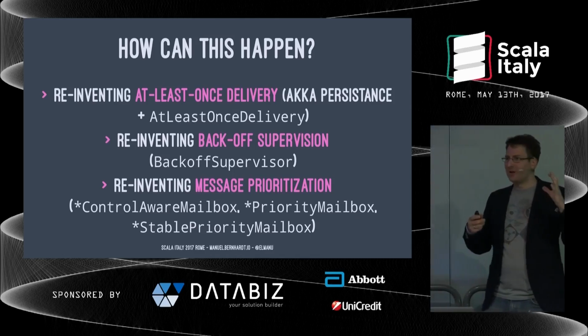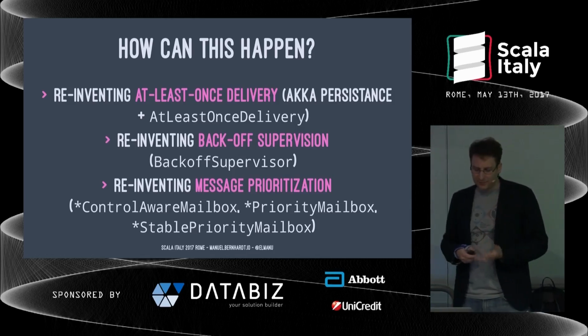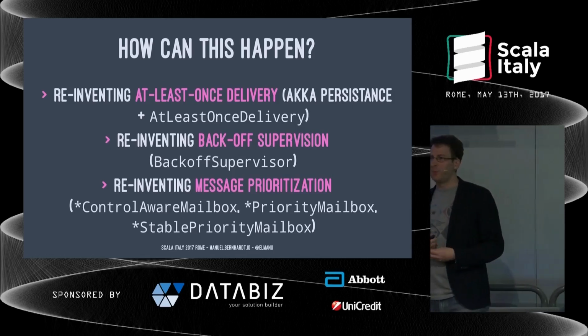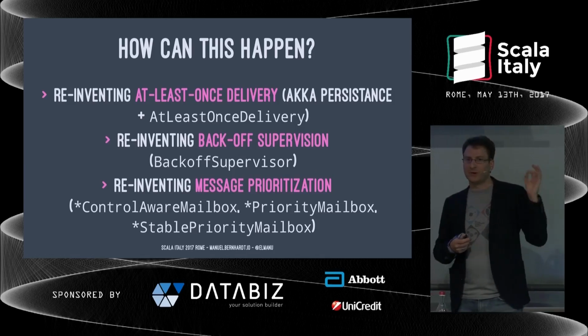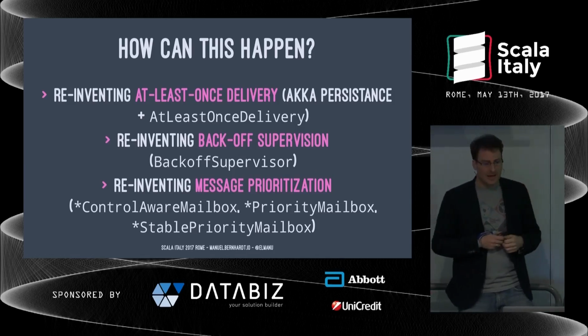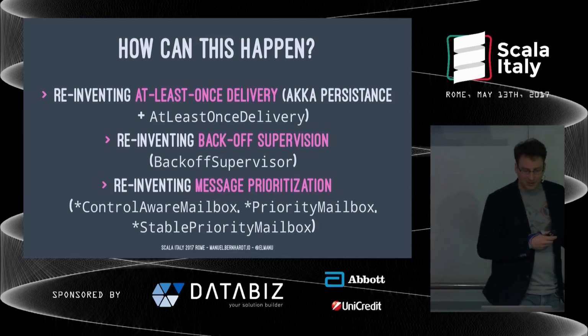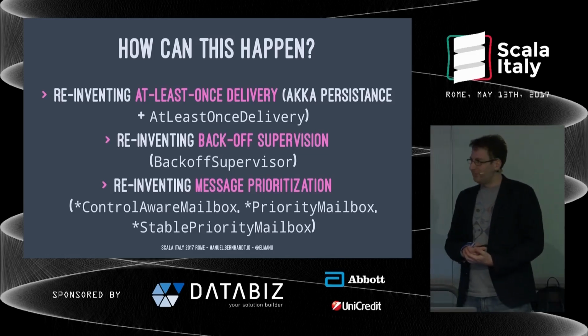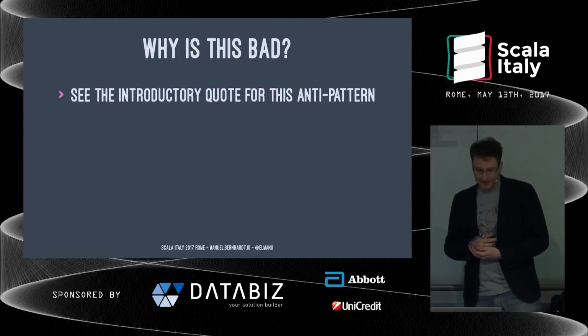You have an actor and then you have a queue in the actor. You don't need this. We have mailboxes. Mailboxes are there for this. I mentioned the control-aware mailbox. This is just a message where you have a marker trait where you can flag some messages and they're going to skip the queue. You have a priority mailbox. You have a stable priority mailbox. Use these things and don't reinvent them.